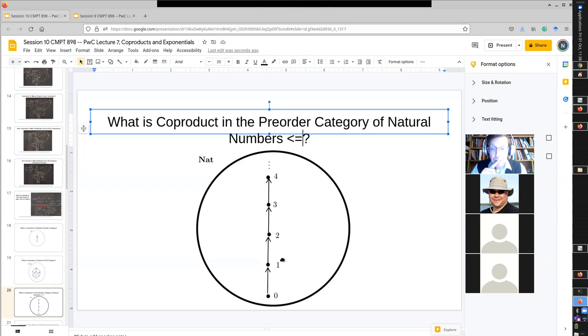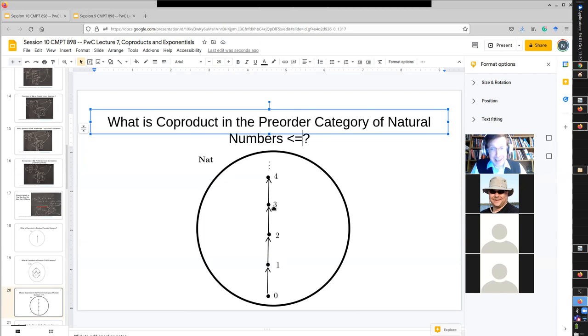I heard max. Yeah. So any two numbers, it's the maximum of those. So we want the thing for coproduct. We want the thing that's downstream of both, but the closest one. And of one and two, it would be two. Of two and three, it would be three. Of one and three, it would be three, because it needs to be downstream of both. But you can always use the maximum one because it's downstream of itself and it's downstream of the other one. So the coproduct here is max.